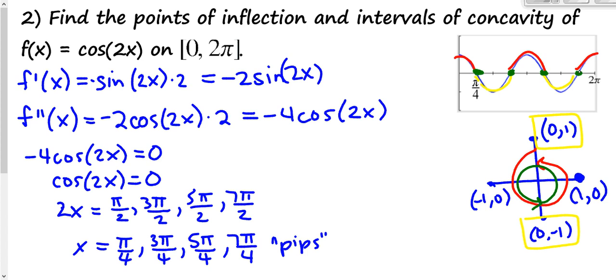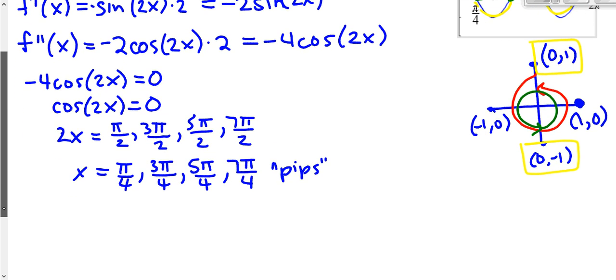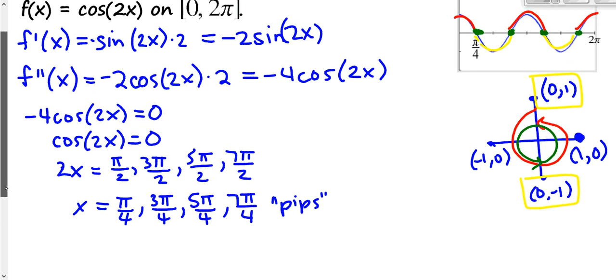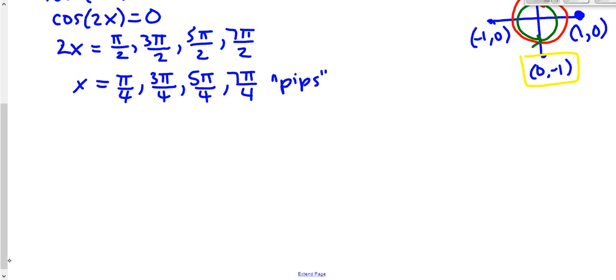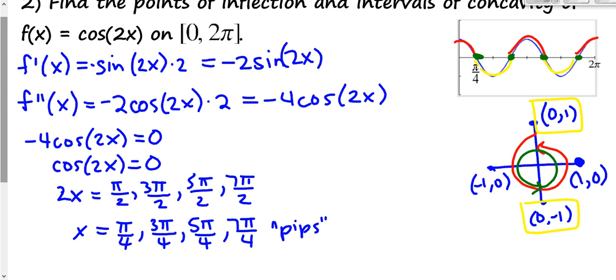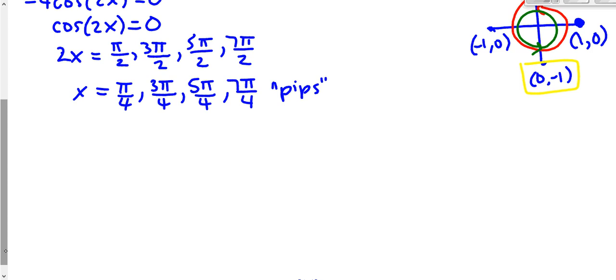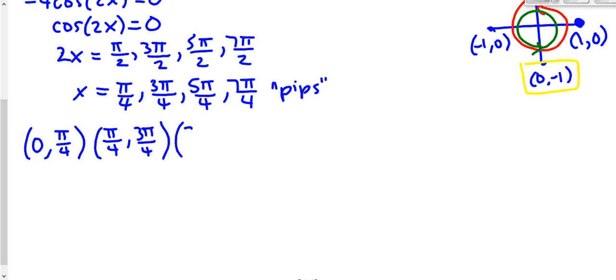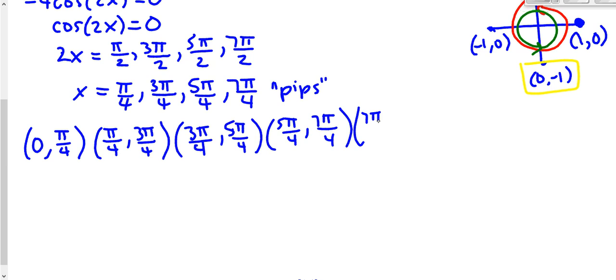So now that we have those, we divide our number line into intervals, and we don't have to go back to 0 or back to infinity and negative infinity for this number line because we have the closed interval from 0 to 2 pi. So we go from 0 to pi over 4, from pi over 4 to 3 pi over 4, from 3 pi over 4 to 5 pi over 4, from 5 pi over 4 to 7 pi over 4, and from 7 pi over 4 to 2 pi.